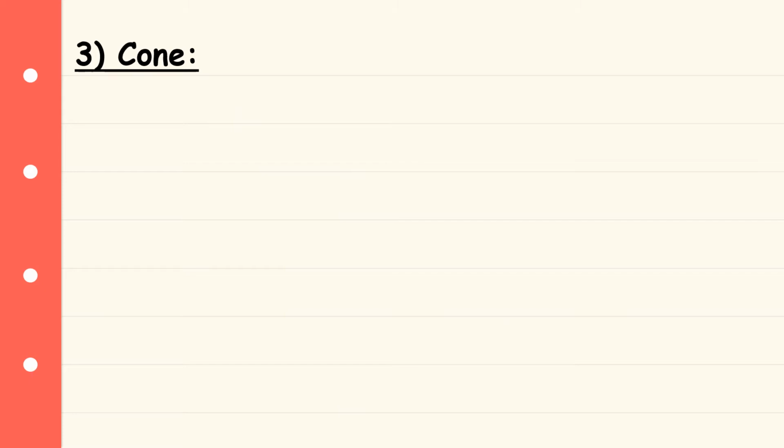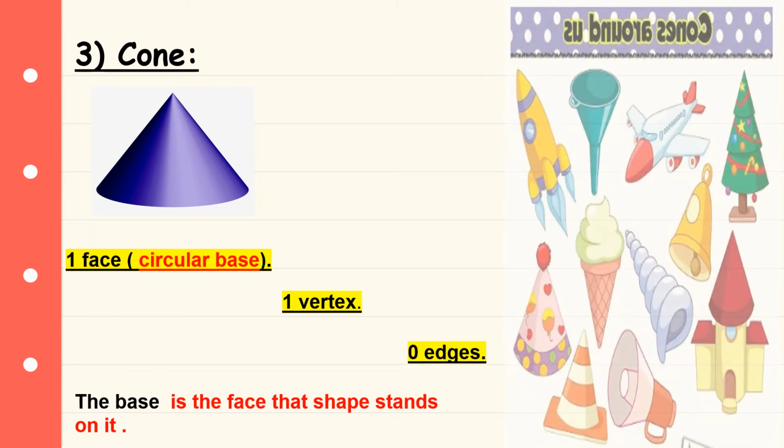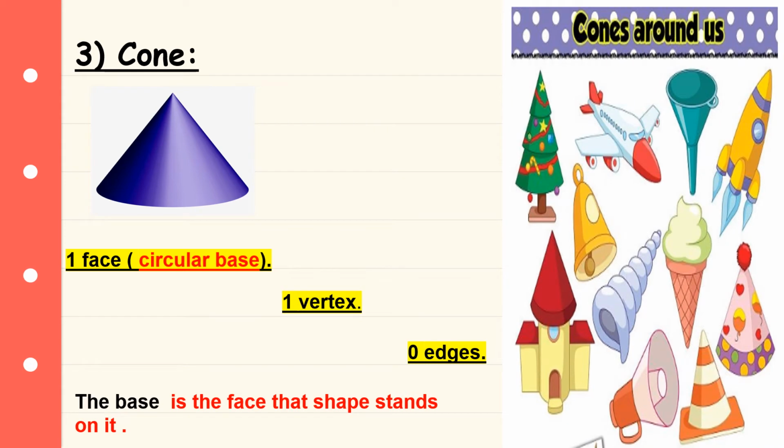The third shape, we call it cone. How many faces in the cone? It has 1 face, a circular base. What is the meaning of base? The base is the face that the shape stands on. How many vertices? It has 1 vertex. And how many edges? 0 edges. We can find cone in our real life like the Christmas tree, the bell, and the ice cream cone also.